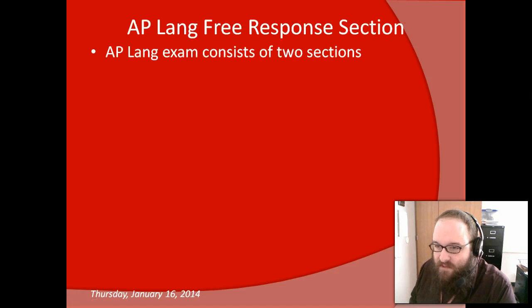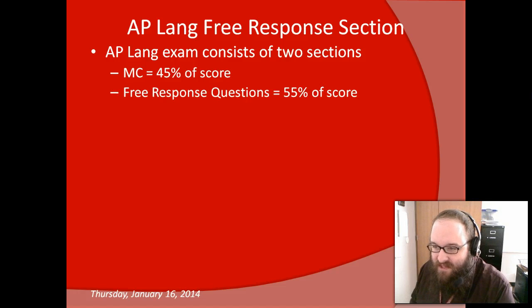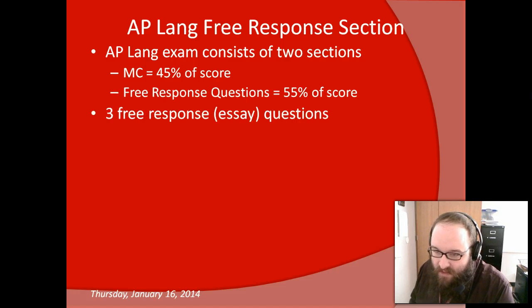So the AP Lang free response section is one of two sections on the AP Lang exam. You've got your multiple choice section, which is worth 45% of your score, and then the free response section worth 55% of your score. In that free response section, you've got three free response questions.